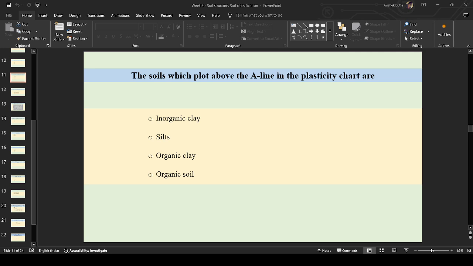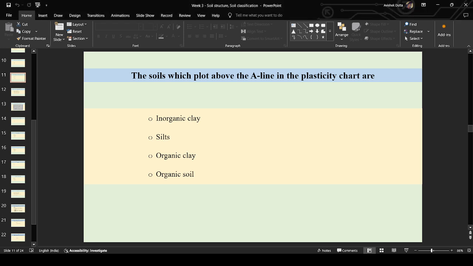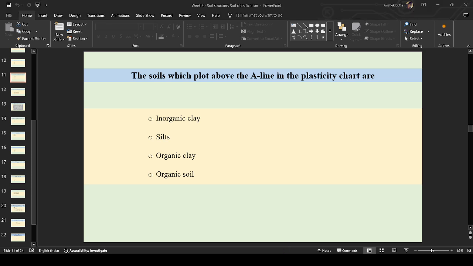I believe there is no doubt regarding the questions till now, because if you have, you can speak up, in understanding the questions. So this was, I think, the 10th question. The soils which plot above the A line in the plasticity chart are inorganic clay, silts, organic clay, or organic soil. I'll go to the next question now.